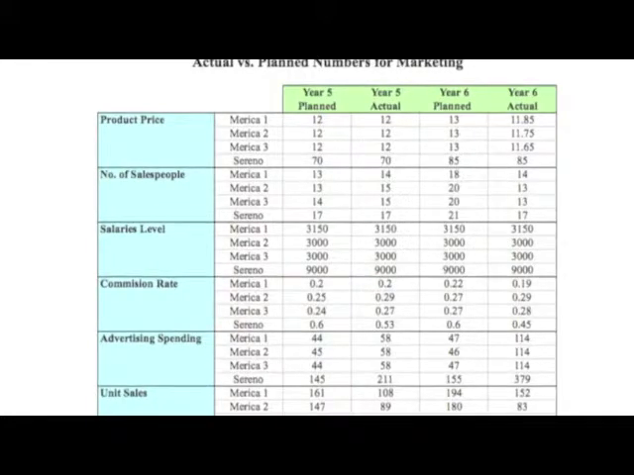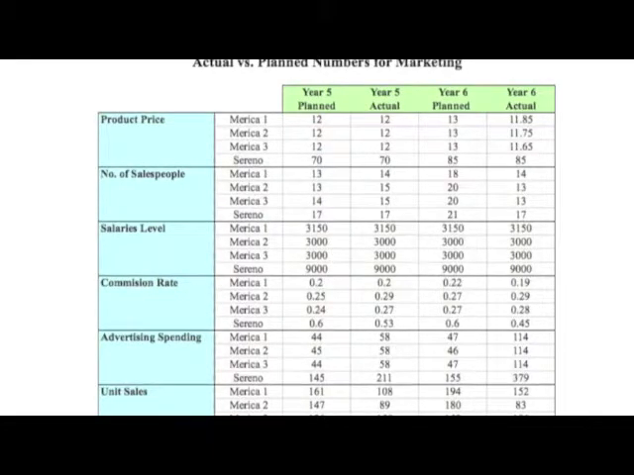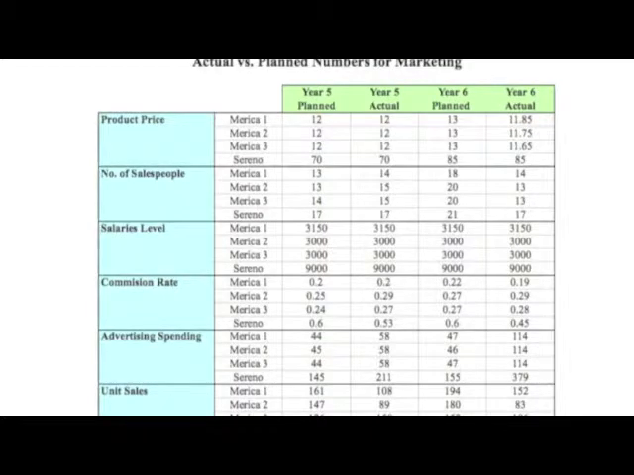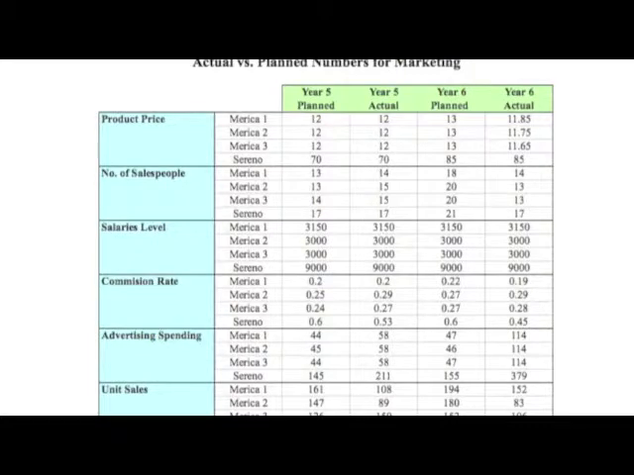The number of salespeople includes salespeople in training, and our projected numbers for year 5 actually increased by 1 or 2 people for America and stayed the same in Sereno. As far as year 6, we had projected extremely high numbers in the Americas, and our actual number of employees was dramatically low, ranging from 4 to 7 salespeople less than originally projected.